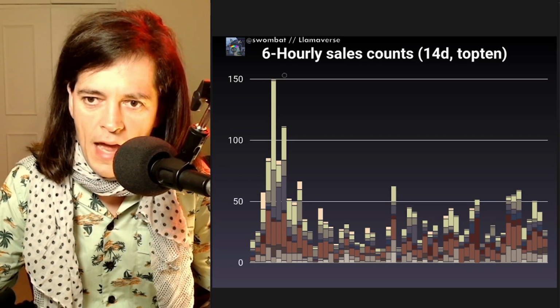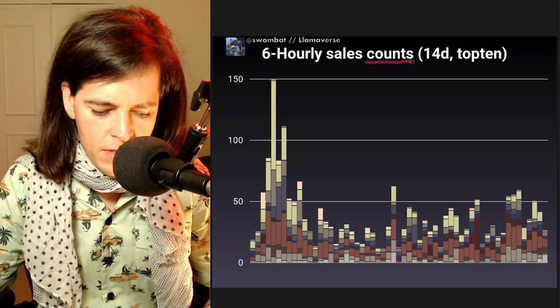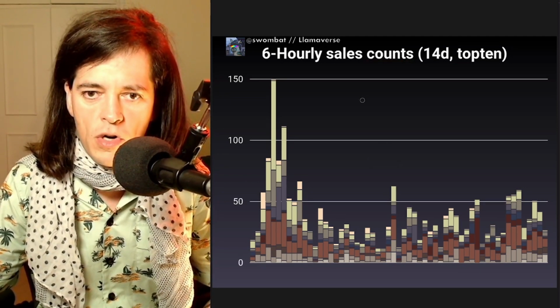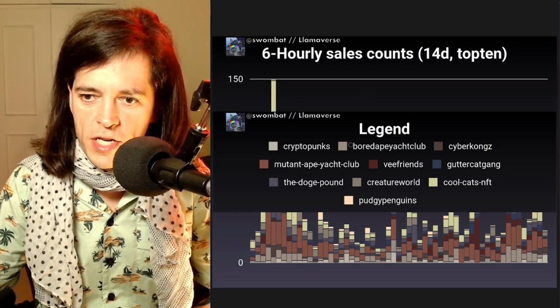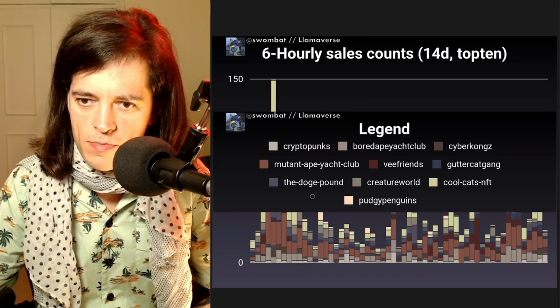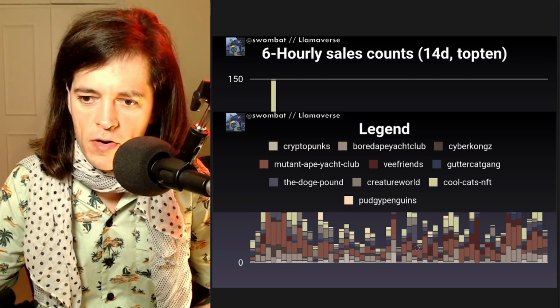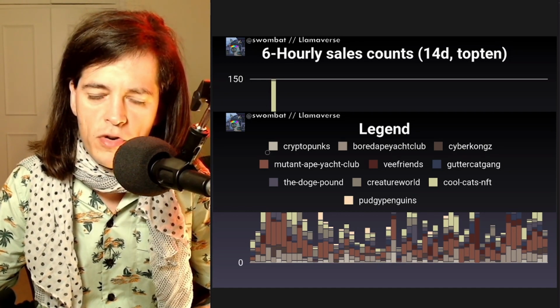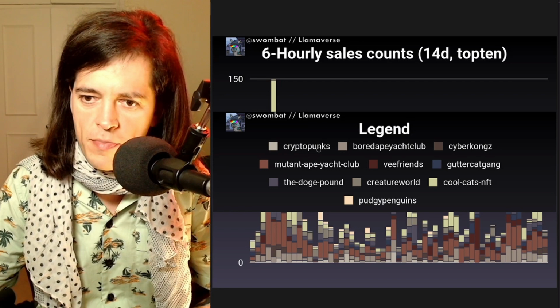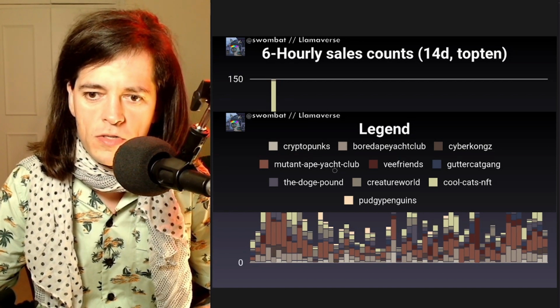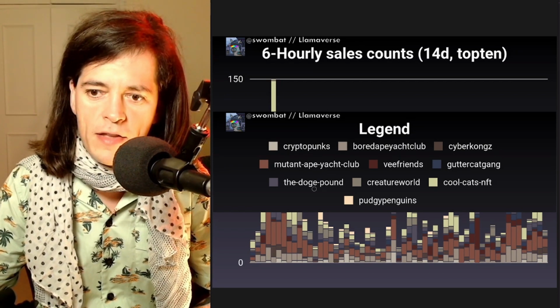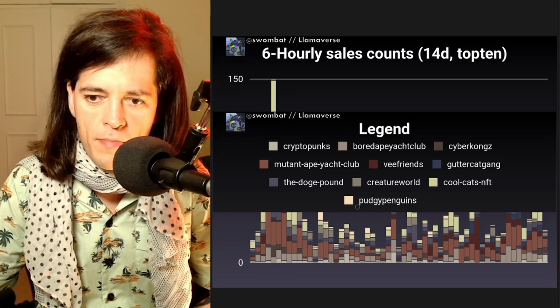These are sales counts. It says here sales counts. So this is the number of sales for a bunch of top projects. These are the projects in the top 10. You can see the colors map to a specific project. Each separate color is a different project. We've got projects that I've selected to be part of the top 10: CryptoPunks, Bored Ape, CyberKongs, Mutant Ape, VFriends, Guttercat Gang, The Doge Pound, Creature World, Cool Cats, and Pudgy Penguins.